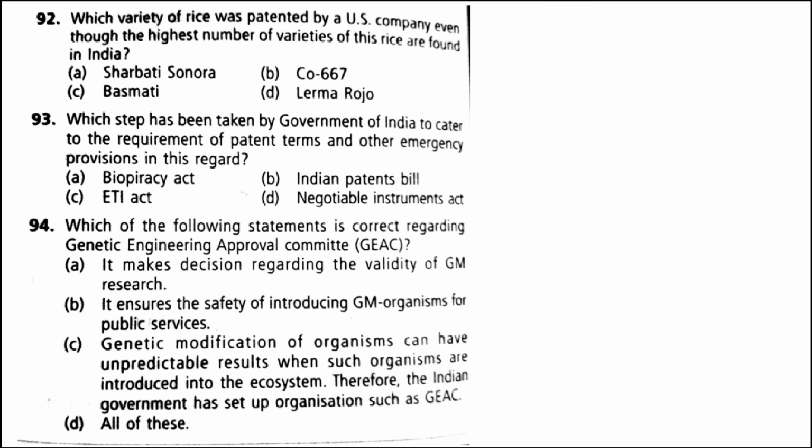Which variety of rice was patented by a US company even though the highest number of varieties of this rice are found in India? A. Sharbati Sonora, B. CO 667, C. Basmati, D. Lerma Rojo. And the correct answer is option C.